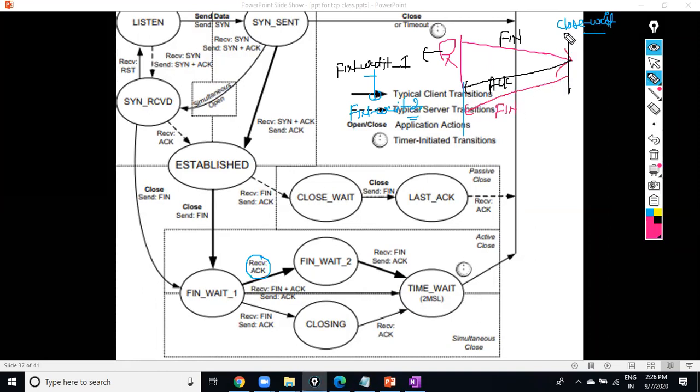This is the FIN. This guy will be in the last acknowledgement state. I received the FIN here, and after that, FIN received, I send the acknowledgement. And now I'll be in the time wait state, 2 MSL there. This is known as the maximum segment lifetime, which is 4 minutes for the Microsoft server page.